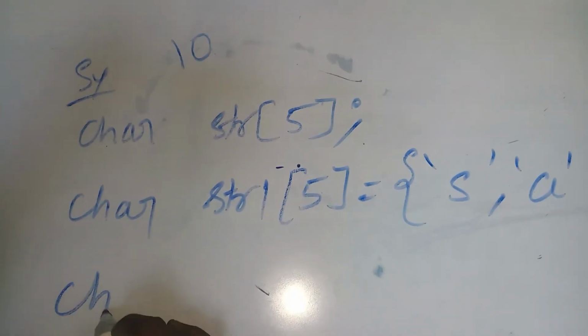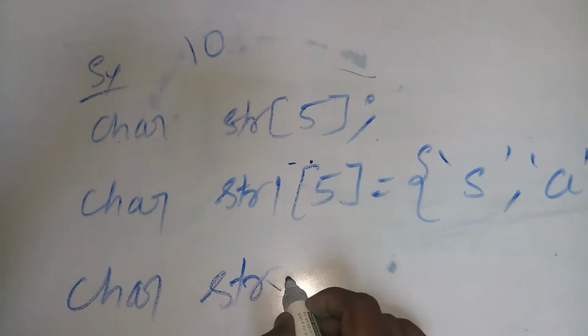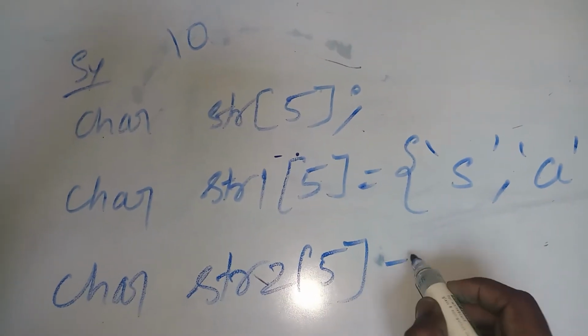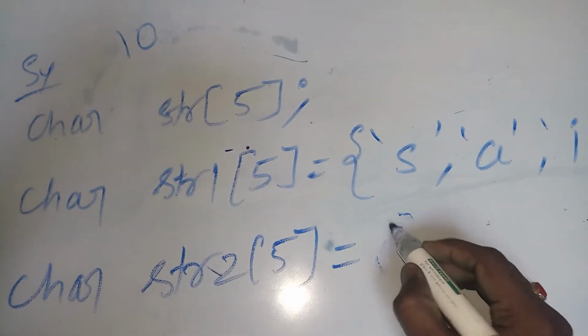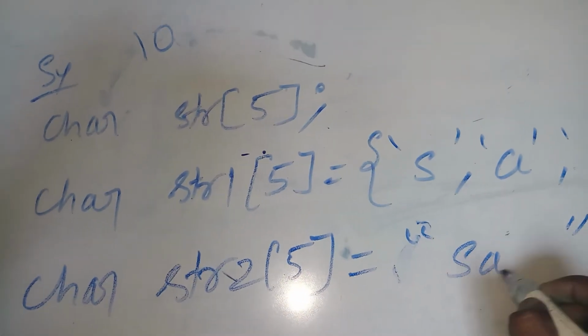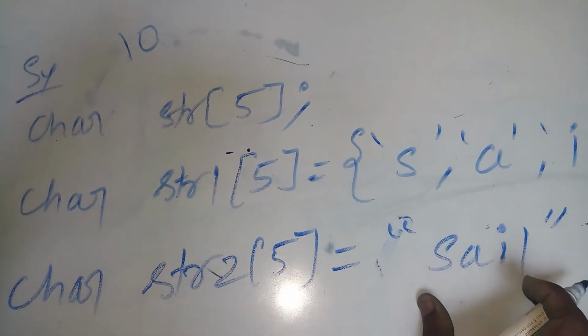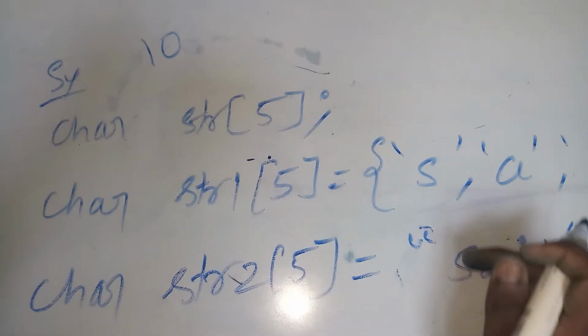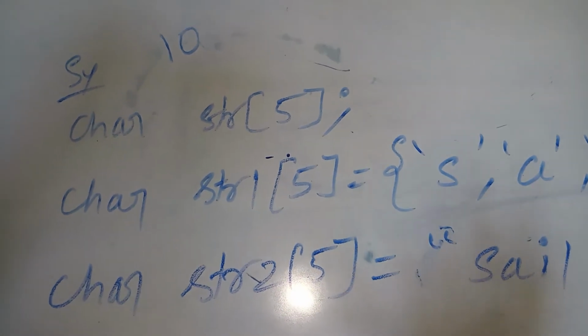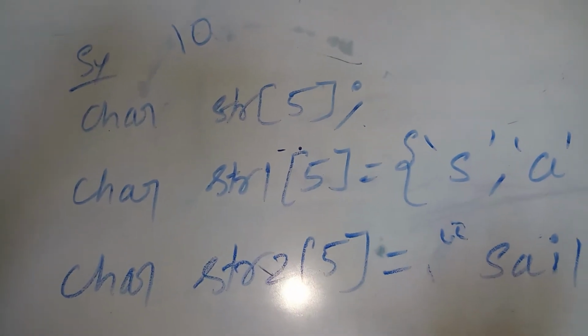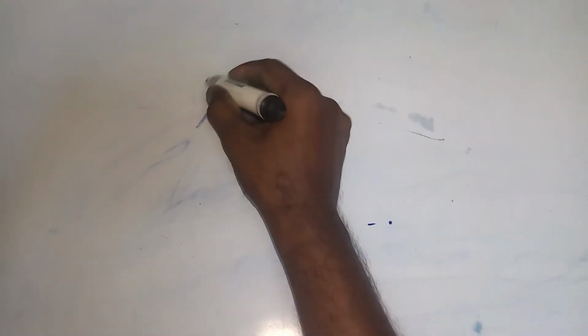What is another way of representation? Char str2 of size, for example 5, is equal to, within double quotation marks, sai1. This can also be treated as a string. These are the two ways of representing strings. And the format specifier we use to read string content is percentage s. We discussed this already.